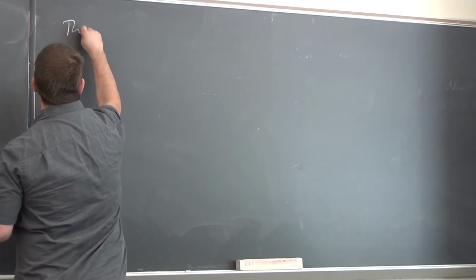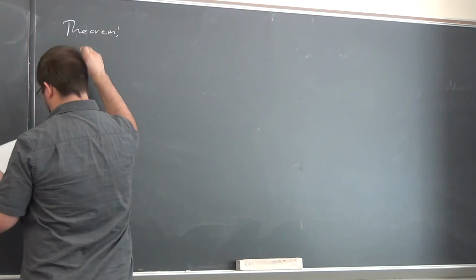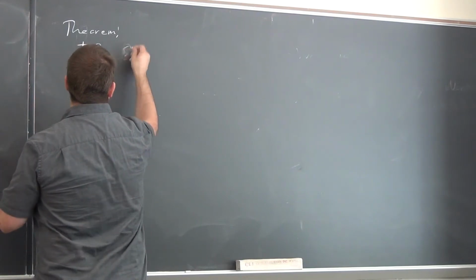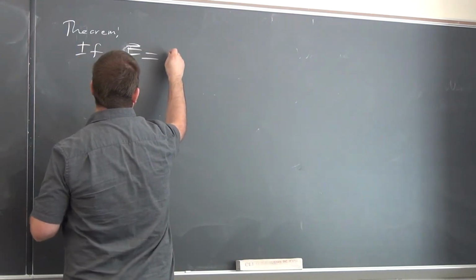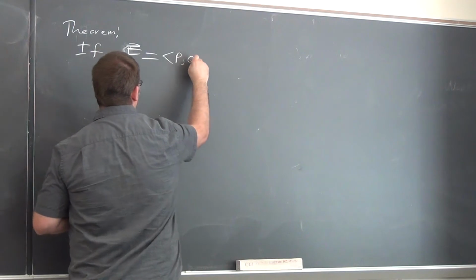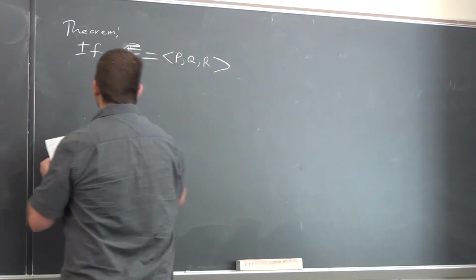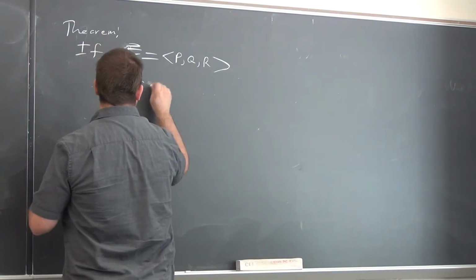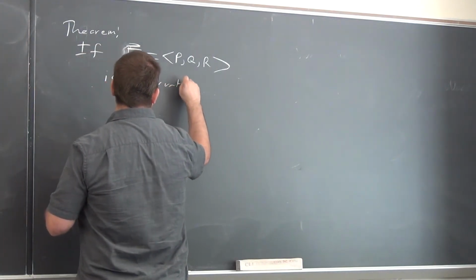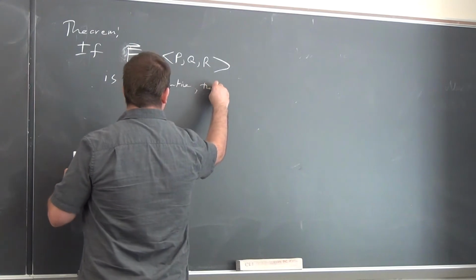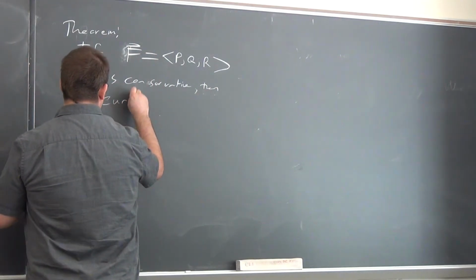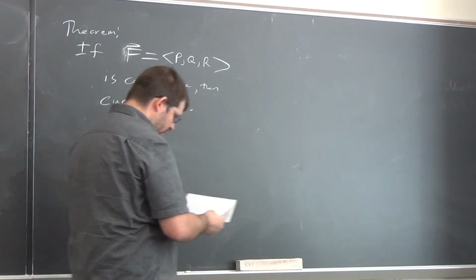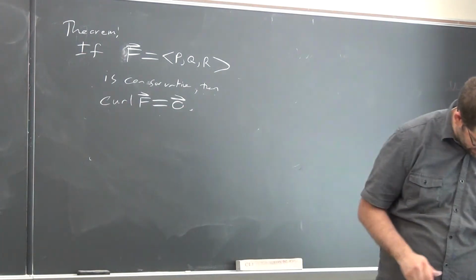Well, let's prove this theorem first. Can't decide on the order of this. So if a vector field F, we'll put it in 3 dimensions here, let's do P, Q, R, is conservative, then the curl of F is equal to 0. Okay, so this is one direction.